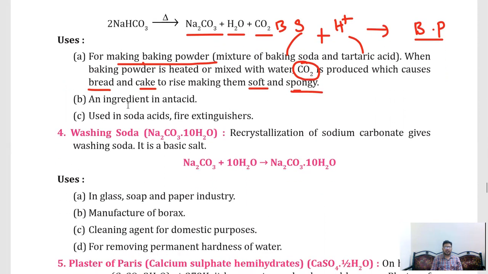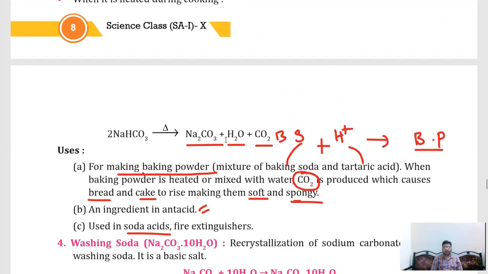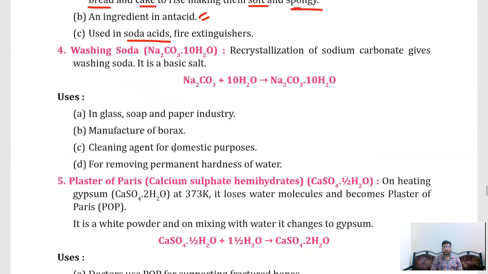And it is an ingredient in antacids. At the same time, soda acid fire extinguisher. Which one is used? This baking soda is used.